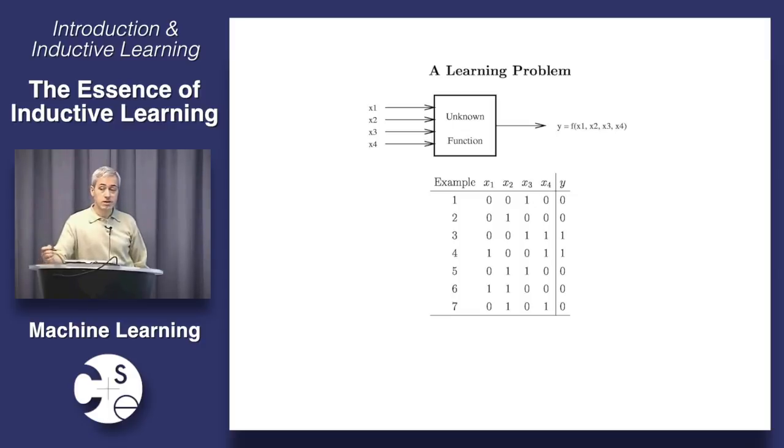Okay. So here's the thing that's going to happen. Looking at each example. For example, I could say, if x1 is false and x2 is false and x3 is true and x4 is false, then y is false. This is an if-then rule. And then I could have one of these if-then rules for each of these examples. These 7 rules get all these examples correct.